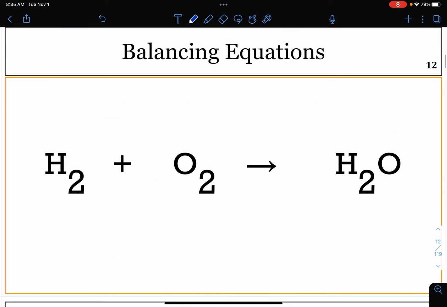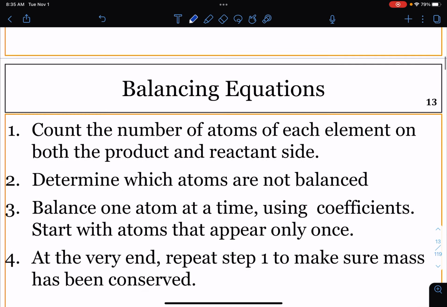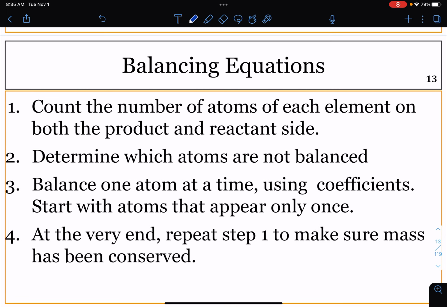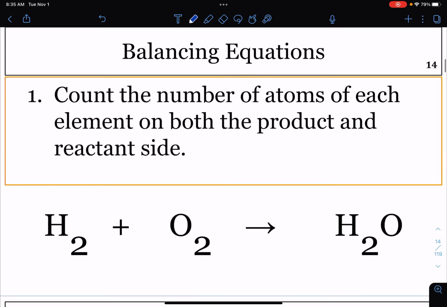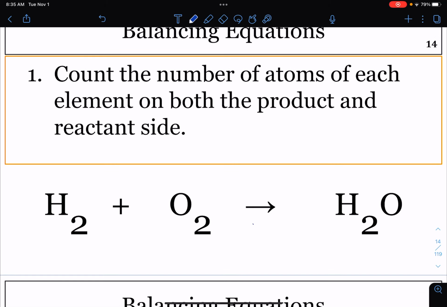We're going to start by balancing this chemical reaction. Here are the 4 steps to balancing a reaction, and we will go over them one by one as we balance our example reaction. Here's step 1. We're going to count the number of atoms of each element on both the product and the reactant side. So we have hydrogen and we have oxygen in this chemical reaction. I like putting all of the elements that are listed in the chemical reaction in the middle, right underneath our reaction arrow.